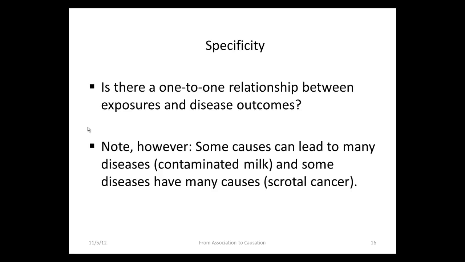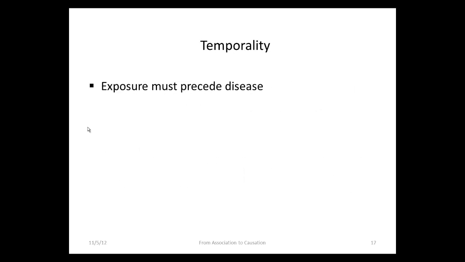Specificity is rarely met, but when you do find it, it's a great boost to causal inference. If there's a one-to-one relationship between a specific exposure and a specific outcome, if you only see the one in the presence of the other, that's a very nice, strong causal argument. It's rare. We have a lot of causes that can lead to many diseases or outcomes, such as contaminated milk, and we certainly have diseases, like many forms of cancer, including scrotal cancer, that have many causes. So specificity, again, is lovely. It's rare, and we don't, of course, need it for causal inference, but it's nice.